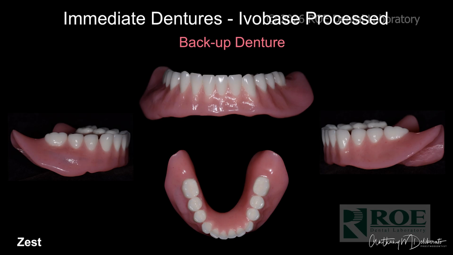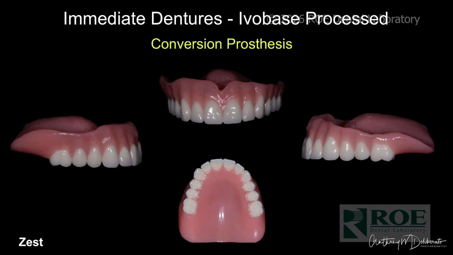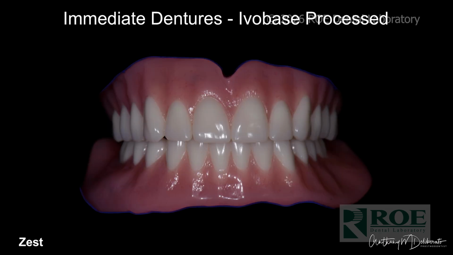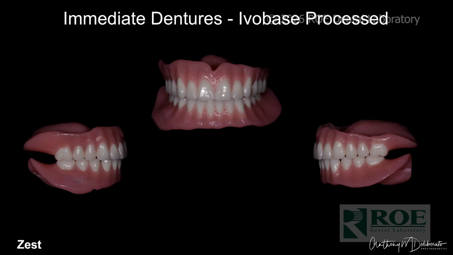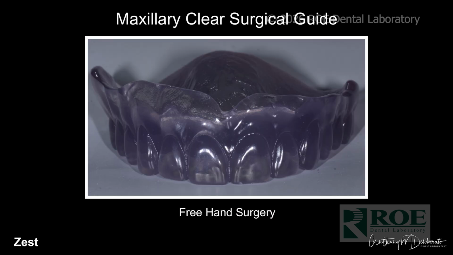So here's our backup lower denture. Here's our conversion prosthesis. This one is going to actually be converted and used as the surgical prosthesis on the top. And just the dentures against each other. And then we're going to duplicate that upper denture so that we have a freehand surgical guide. So it's an exact copy of the denture that we fabricate.